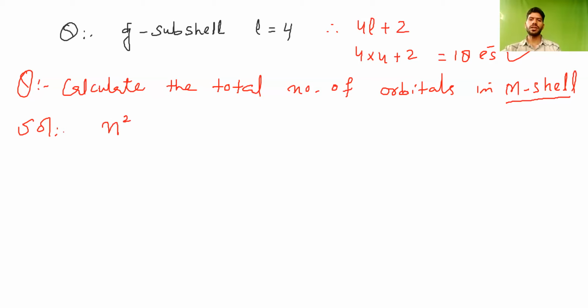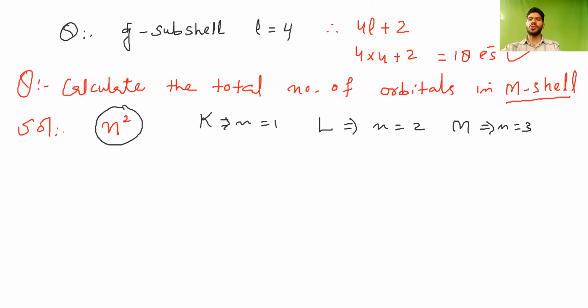I have told you the direct formula is n squared. Now we know that for K, the n value is 1. Similarly, for L, the n value is 2. And for the M shell, the n value is 3, right? So you just write 3 squared. 3 squared means 9. So there will be a total of 9 orbitals in case of the M shell. Got it? So any doubt here?